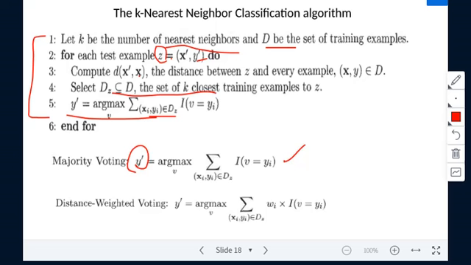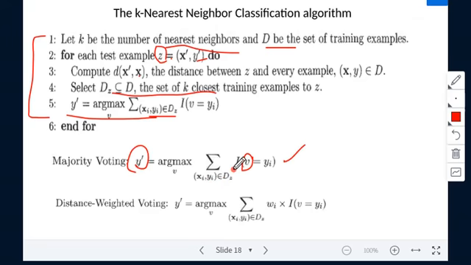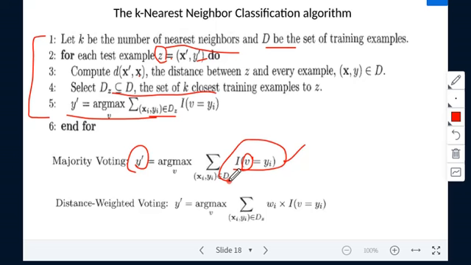Here v is a class label, and yi is the class label for one of the nearest neighbors. I is the indicator function that returns the value 1 if the argument is true and 0 otherwise. So in the majority voting approach, every neighbor has the same impact on the classification. This makes the algorithm sensitive to the choice of k.